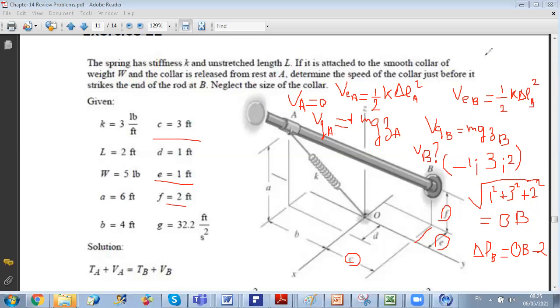Doctor, if the spring is compressed, is delta LB negative or is it the absolute value? Delta LB, yes, can be negative, but at the end you will square it. You don't care if it's negative or positive. Okay? Okay, thank you. Any other question?